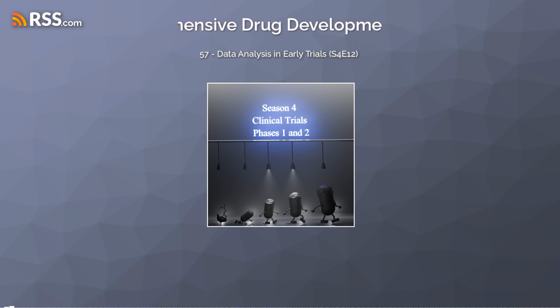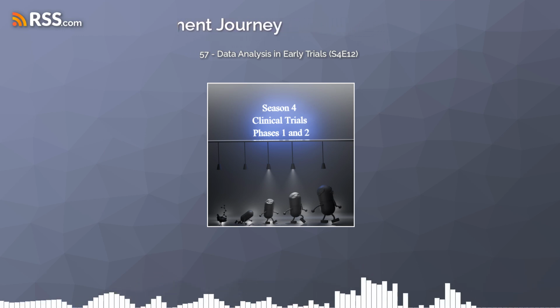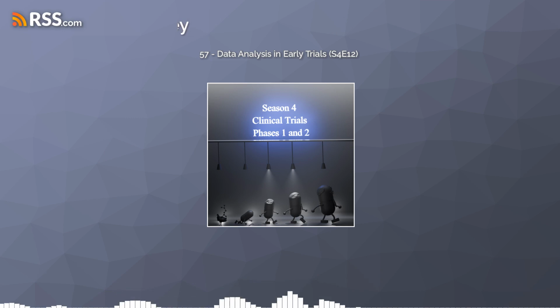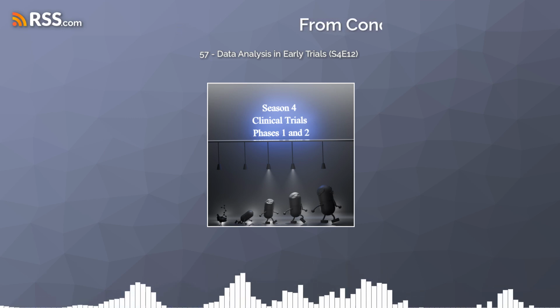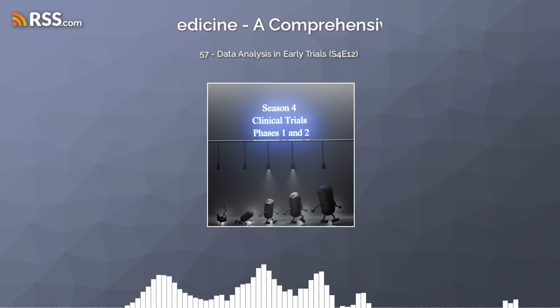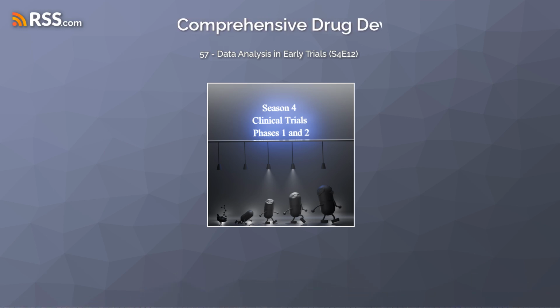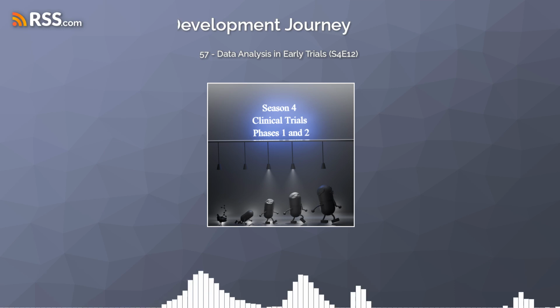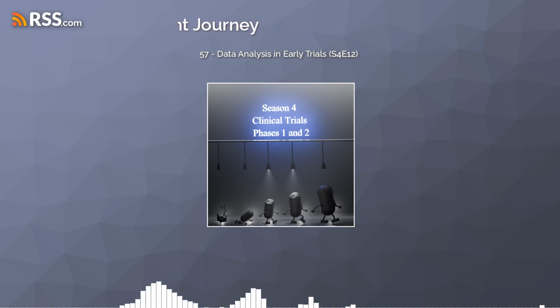Okay, so phase 1, we're figuring out safety, we're understanding how the drug behaves in the body. Now, let's switch gears to phase 2. What's the main goal of data analysis at this stage? So in phase 2, safety is still paramount, of course, but the focus really expands to include efficacy. We want to know, does the drug actually work? Does it show signs of having a beneficial effect in patients who have the specific condition we're targeting?